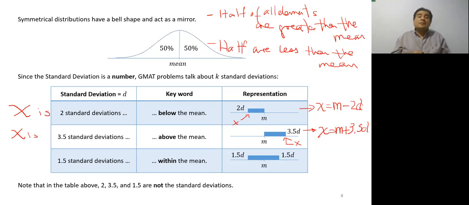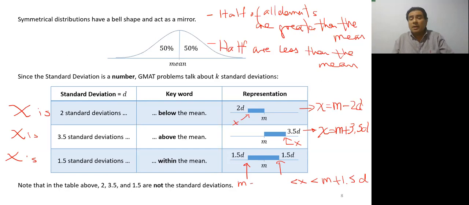There's a third phrase structure using standard deviation that is called within the mean. For example, if a certain problem said that x is a statistical variable that has a value that is 1.5 standard deviations within the mean, they are giving you an entire interval here. So that is to say that the values for the variable are between these two ends. That is to say, x is less than the mean plus 1.5 times the standard deviation, and greater than the mean minus 1.5 times the standard deviation.